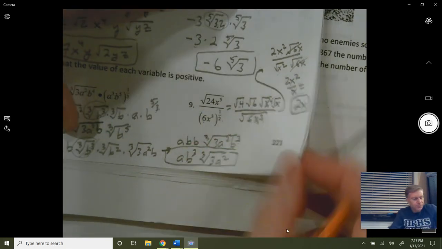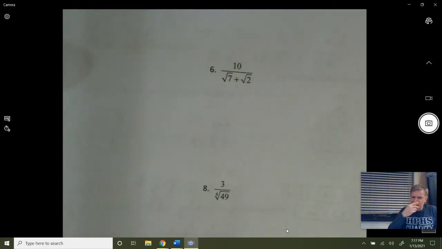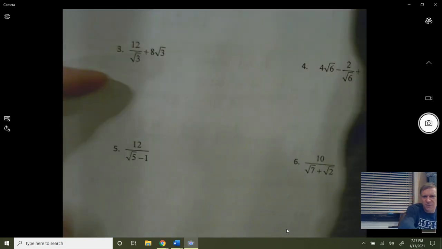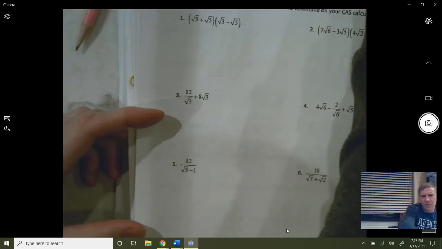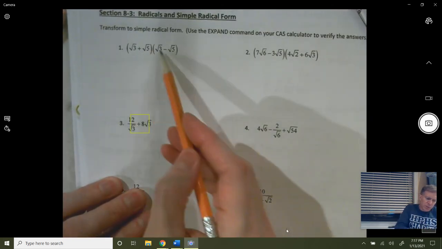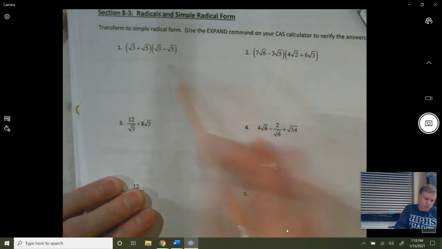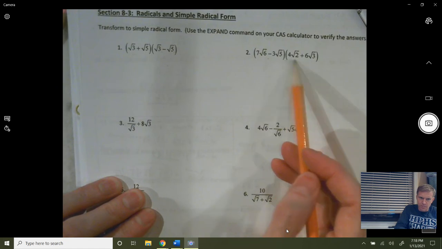Okay, let's go to the next page. Some of these on the next page you probably need practice, especially some of these. These are all different types. You're going to see a bunch of these different types on your Delta Math assignment, and you'll see them on your quiz. So multiplying two binomials that include radicals. So this one and this one are similar. This one's just going to be a little bit more messy.